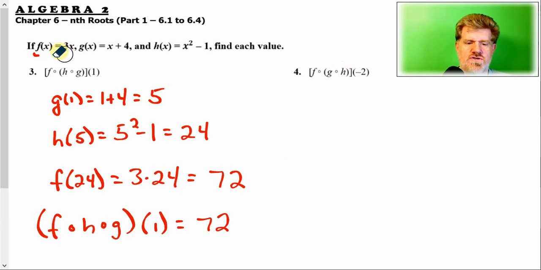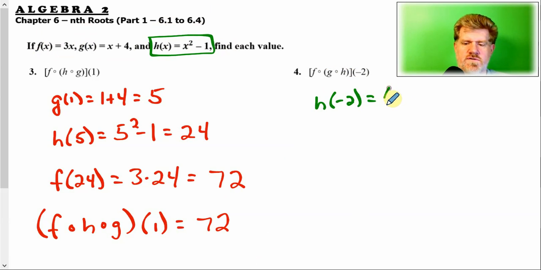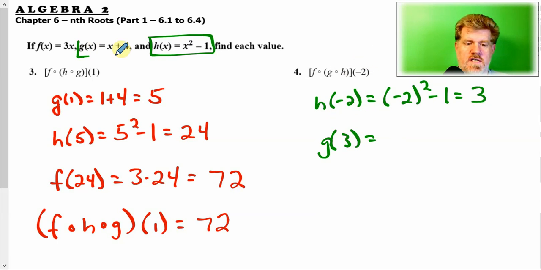So let's do it. So h of negative 2. Remember, h is this. Negative 2 squared minus 1. Well, negative 2 times negative 2 is 4, and 4 minus 1 is 3. Now I'm going to take that 3 and plug it into g. Remember, g is x plus 4. Well, it's going to be 3 plus 4, which is 7.